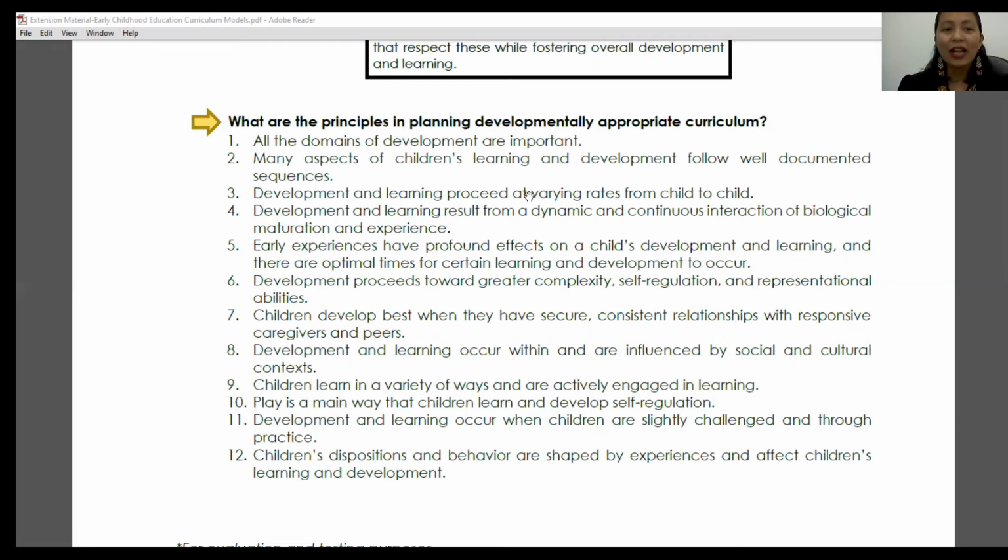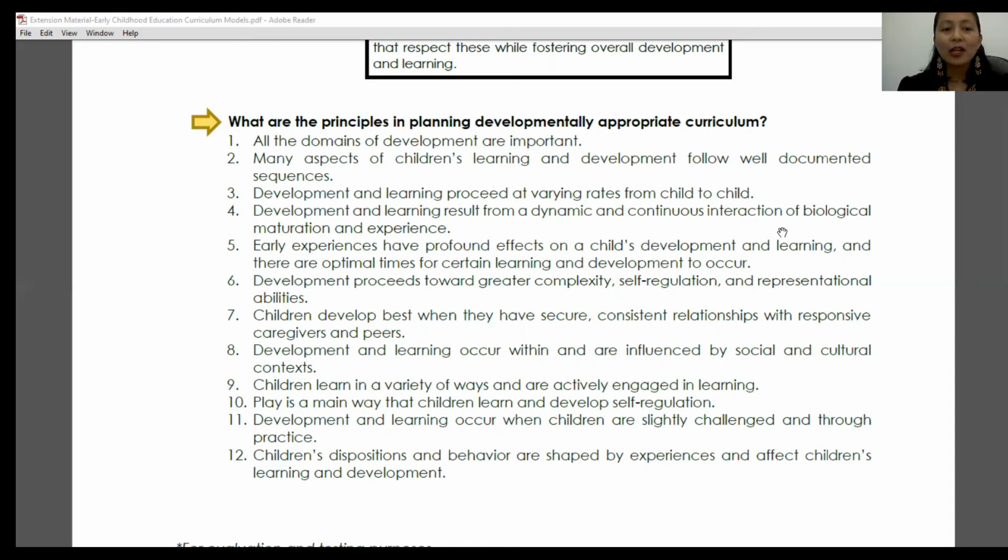Number 3, development and learning proceed at varying rates from child to child. This means to say that each child, each learner in your class is unique. You cannot say, oh, what's happening to this child? This another child is already doing this and that, but this one is unable to do this and that. You shouldn't do that. Never compare, because children do not develop at the same time and pace and rate.